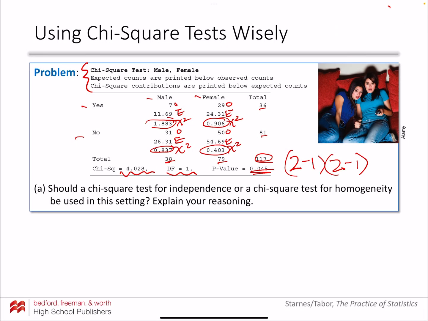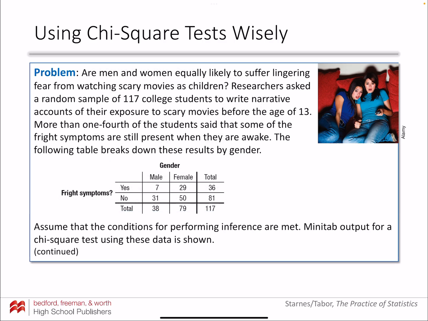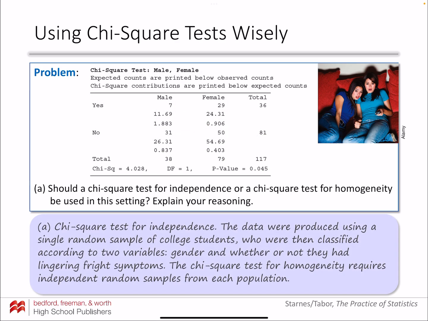Sorry. All right, so the question is, should a chi-squared test for independence or a chi-squared test for homogeneity be used in this setting? And explain your reasoning. Think about how the data was produced. Researchers asked a random sample of 117 college students to write narrative accounts of their exposure. So how many SRSs did we do? We did one SRS, and from that SRS, we categorized people according to gender and according to how they answered the question. We're trying to say, are these two variables independent? So we should do a chi-squared test for independence.